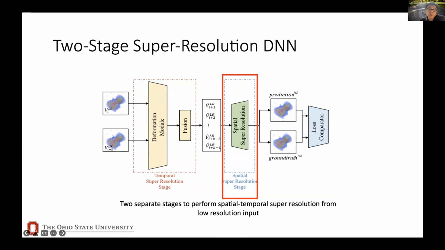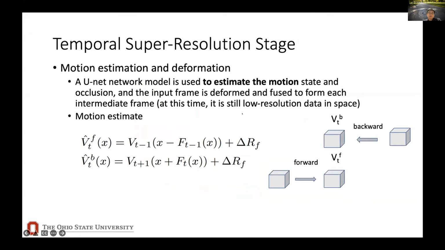Once the temporal super resolution is done, you get a sequence of intermediate time steps at the low resolution, then we perform spatial super resolution. All right. So now let me give you a little more detail. This is a formal description of what we do.